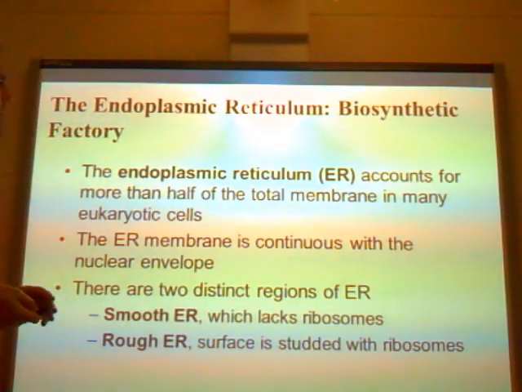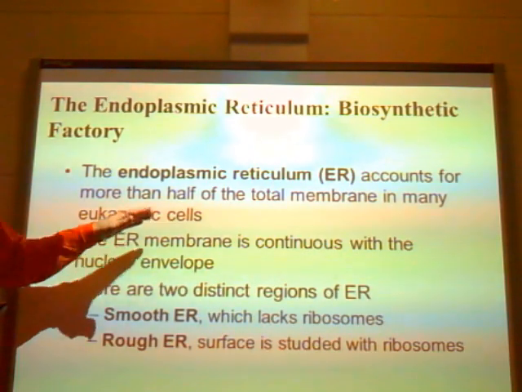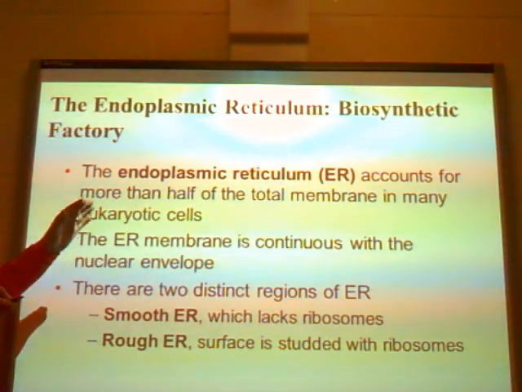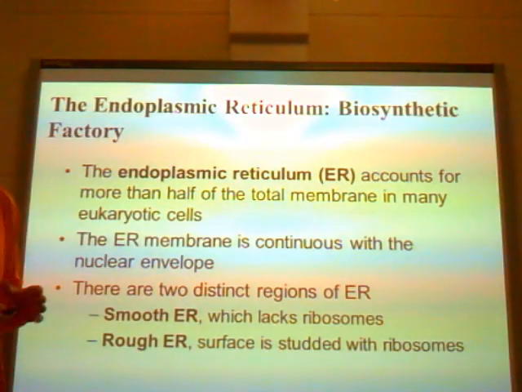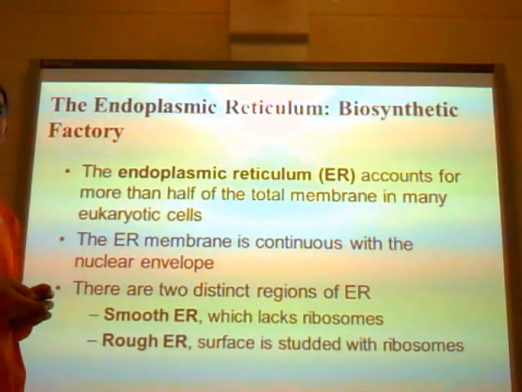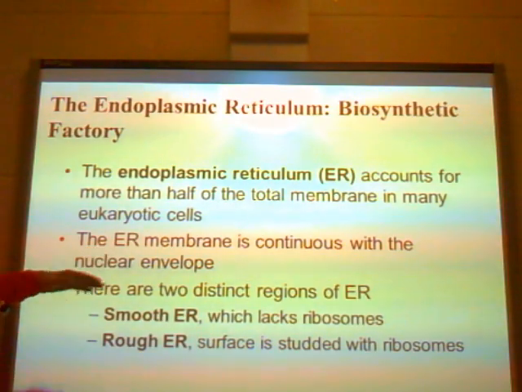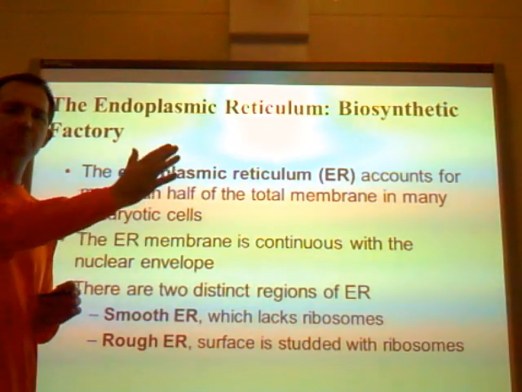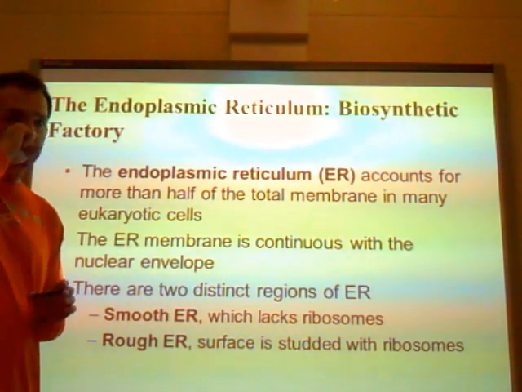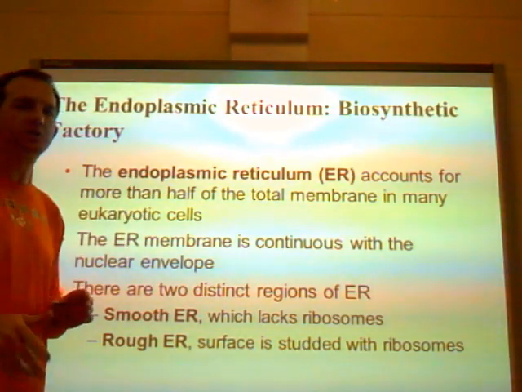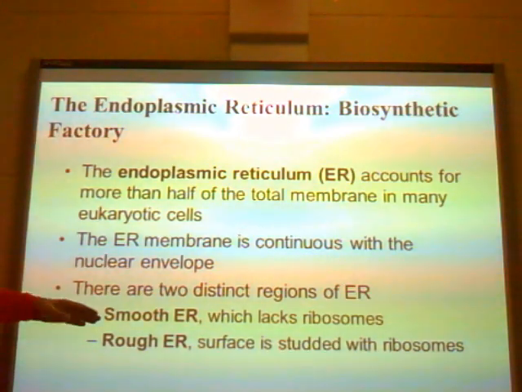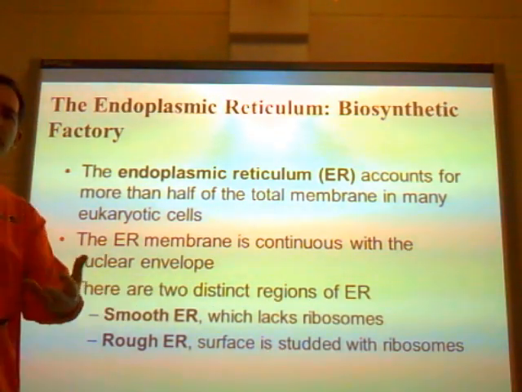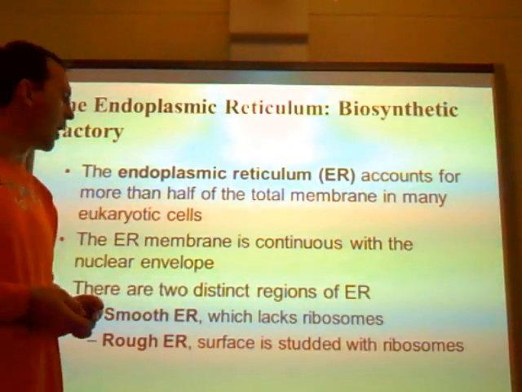So let's look at the endoplasmic reticulum first. This accounts for more than half of the total membrane inside of the eukaryotic cell. So there's a lot of endoplasmic reticulum in there. They are continuous with the nuclear envelope, and what we mean by that is they keep moving from the nuclear envelope. There's no separation. It is a continuous membrane in which we are able to find things that are going; it's a transport system is essentially what it is.